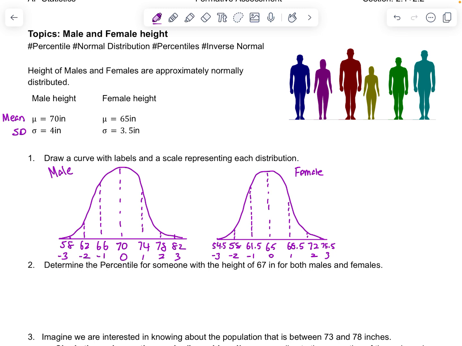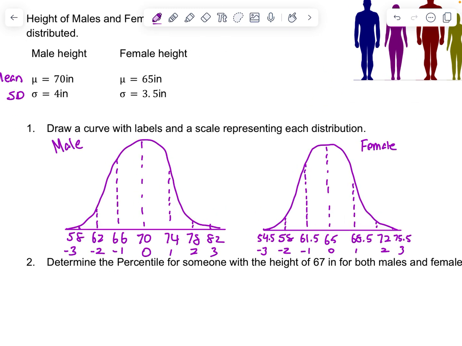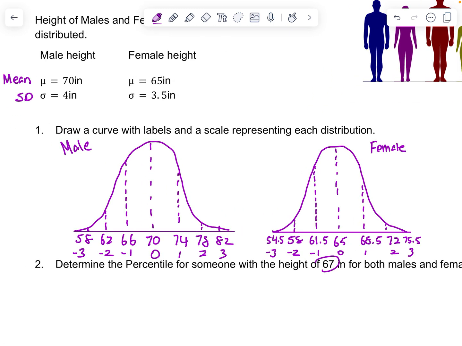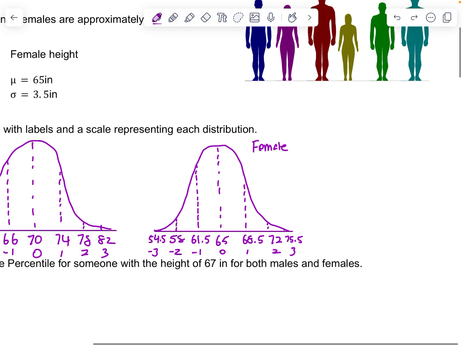Now the second question is asking, determine the percentile for someone with the height of 67 for both males and females. Contextually, if you take a look at the male distribution, the height of 67 is located around here. That means the percentile will approximately be less than 50%, because for males, a person with 67 isn't that tall. On the other hand, for females, 67 is around here. So for females, if you have a height of 67, that is considered pretty tall.